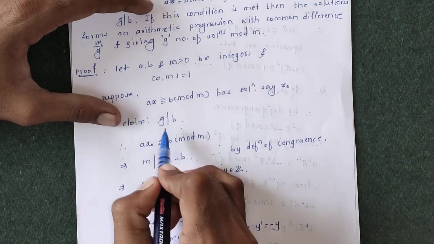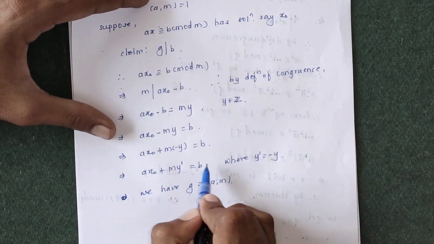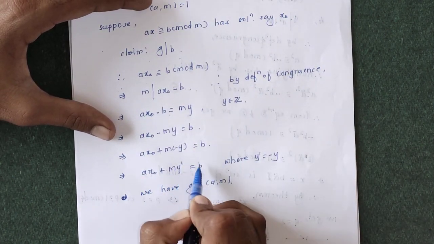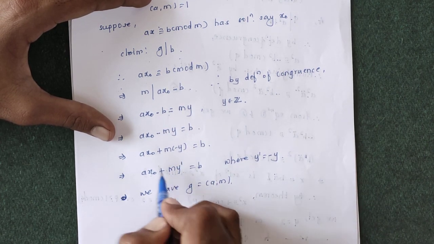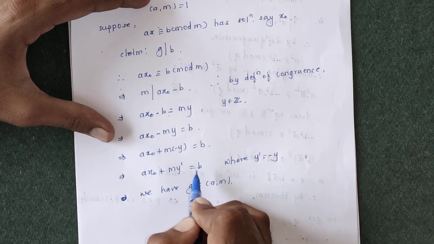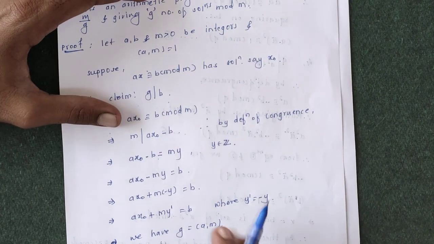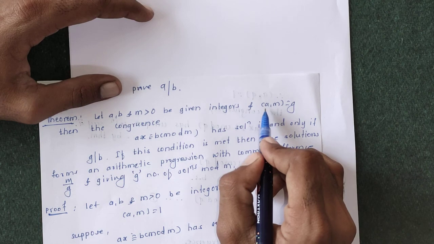We are going to prove that g divides b, and we have b is equal to ax naught plus my prime. If we prove that g divides this number, then we can say that g divides b. We are given that g is the greatest common divisor of a and m.